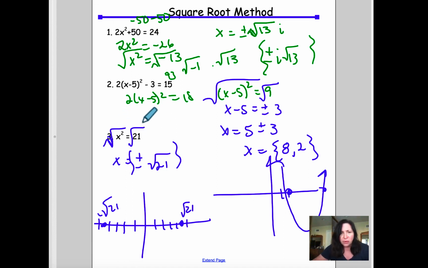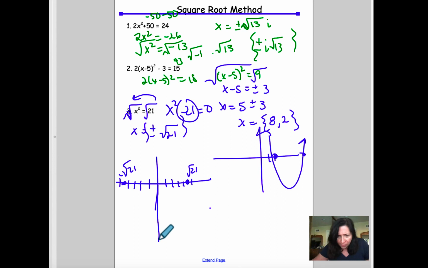So moving this over to the left, x squared minus 21 equals 0. Negative 21 is my y-intercept, which basically means that my y-intercept was way down here at negative 21, which is fine. And this is my graph. Looks something like that.